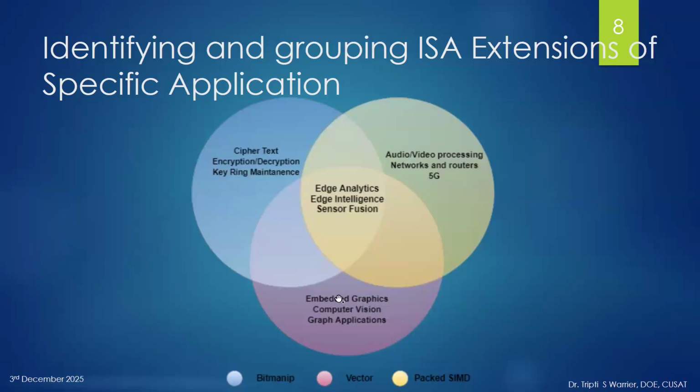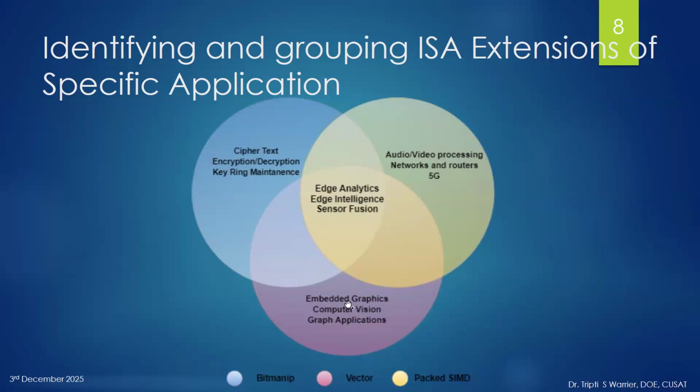Now, if you are looking at graphics and graphic processing, computer vision applications, we know that a large number of data is available and the same action is going to happen again and again. So there, vector could be of use. So edge analytics and edge computing, or intelligence in the edge, is somewhere in between, where all these subsets may be useful.